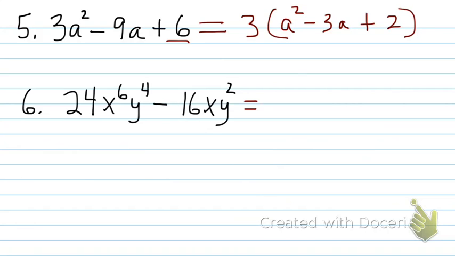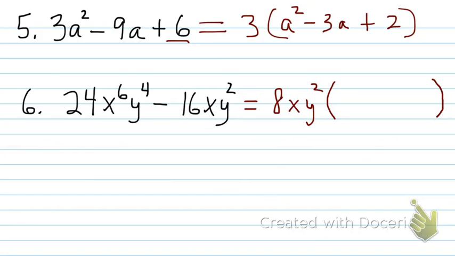So for 24 and 16, the largest number you can divide both of those by would be 8. If you look at the x's, the smallest power, they both have an x as a factor, but the smallest power of x is x to the first. And if you look at the y's, we have a y to the 4th and y squared, so the smallest power of y is y squared. Again, we're going to have 2 terms inside since we have 2 terms to start with.